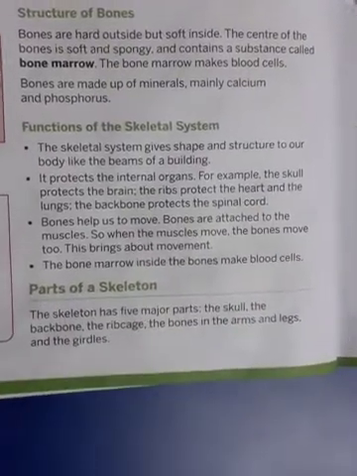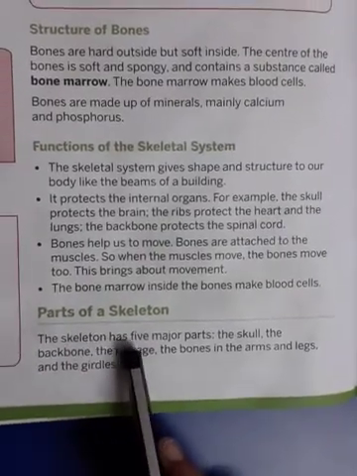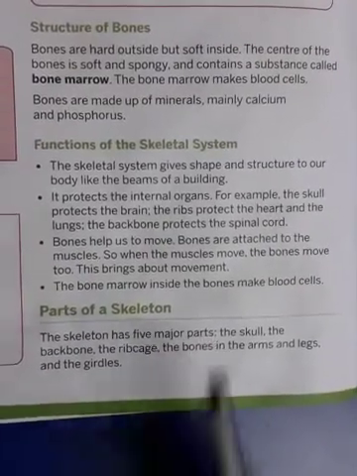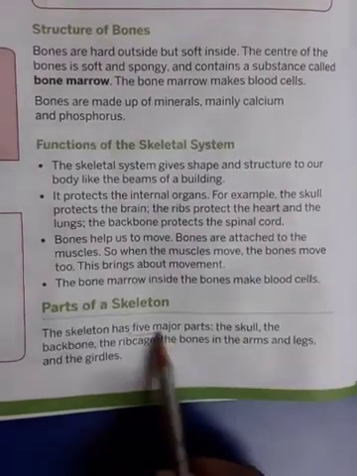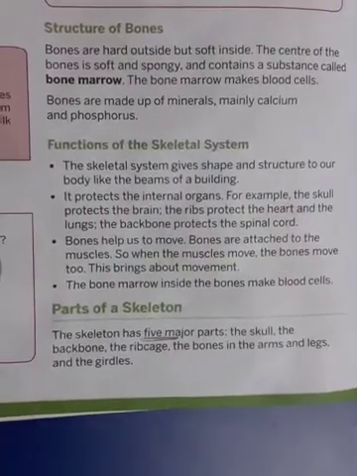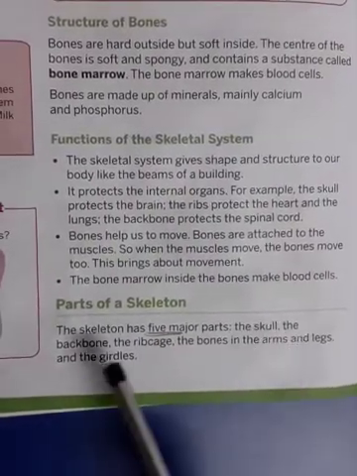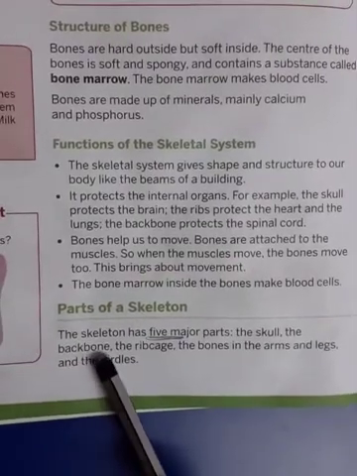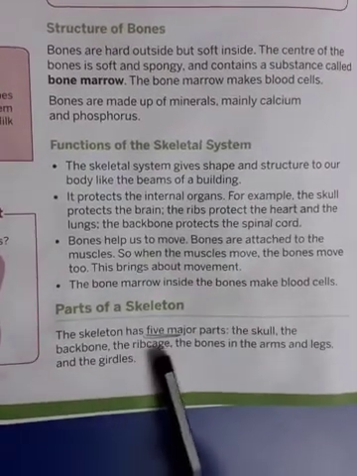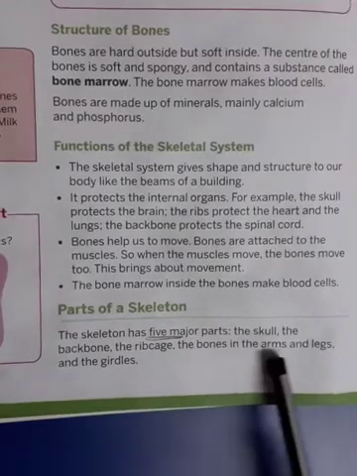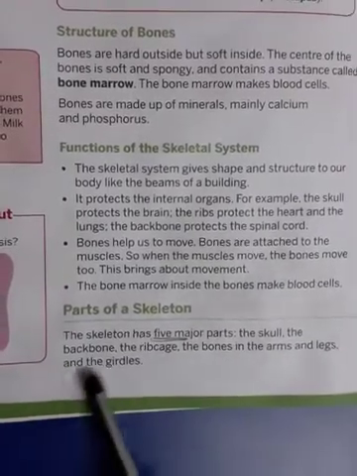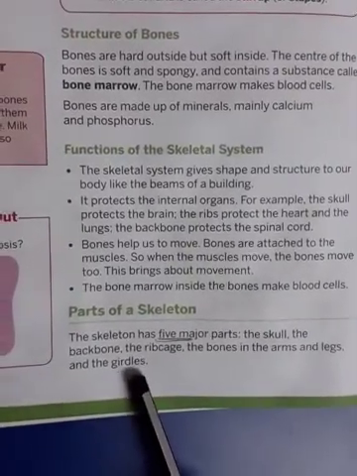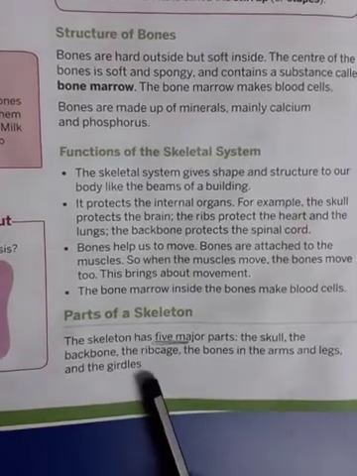Parts of a skeleton. The skeleton has 5 major parts: the skull, the backbone or the spine, the rib cage, the bones in the arms and legs, and the girdles. Let's learn about them now.